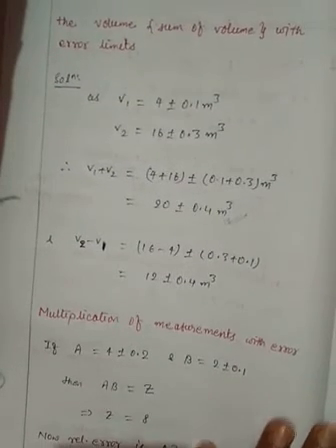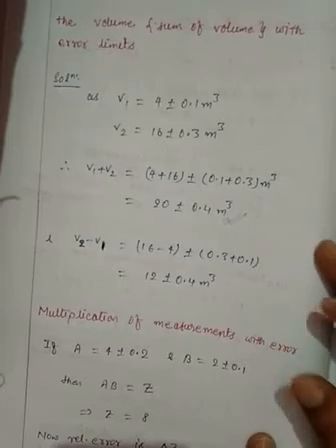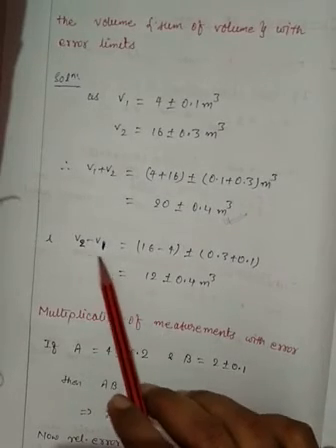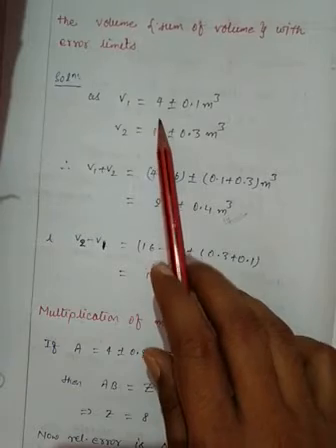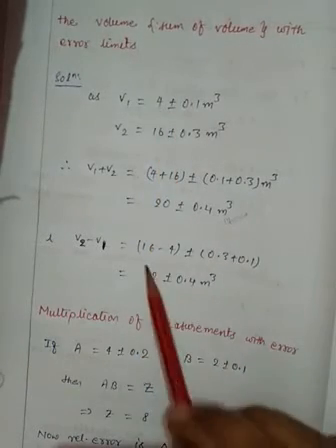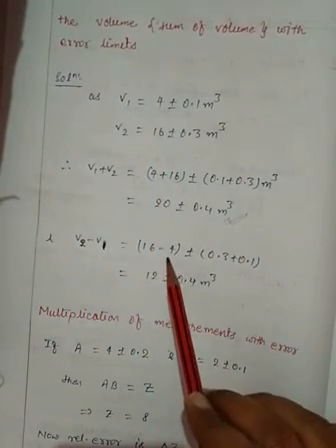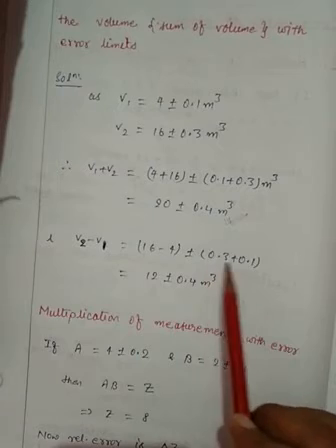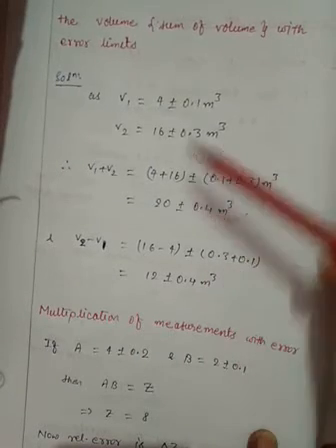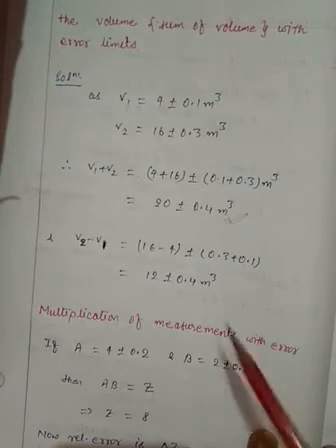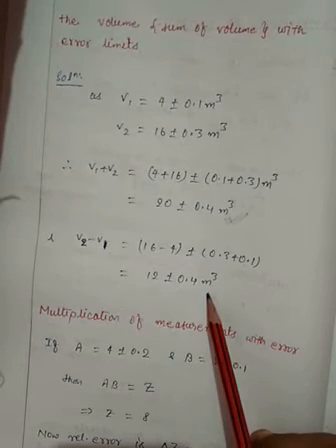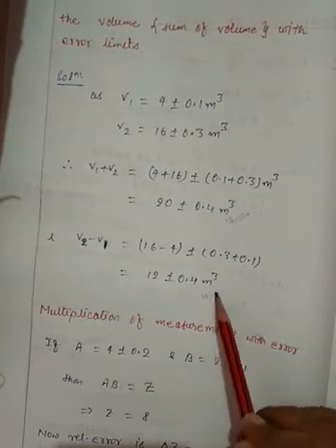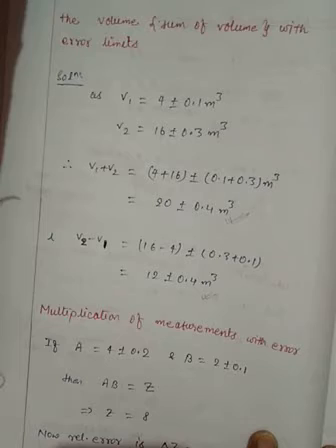But what if we want to have the difference in the volume? So, V2 minus V1, again what is the V2? Absolute part 16, and what is the absolute part of V1? 4. So, 16 minus 4, but as I said earlier that error part will be always added up. So, again 0.1 plus 0.3. So, in this case we are having 12 plus minus 0.4 meter cube. So, I hope this is very much clear that how we can add or subtract.